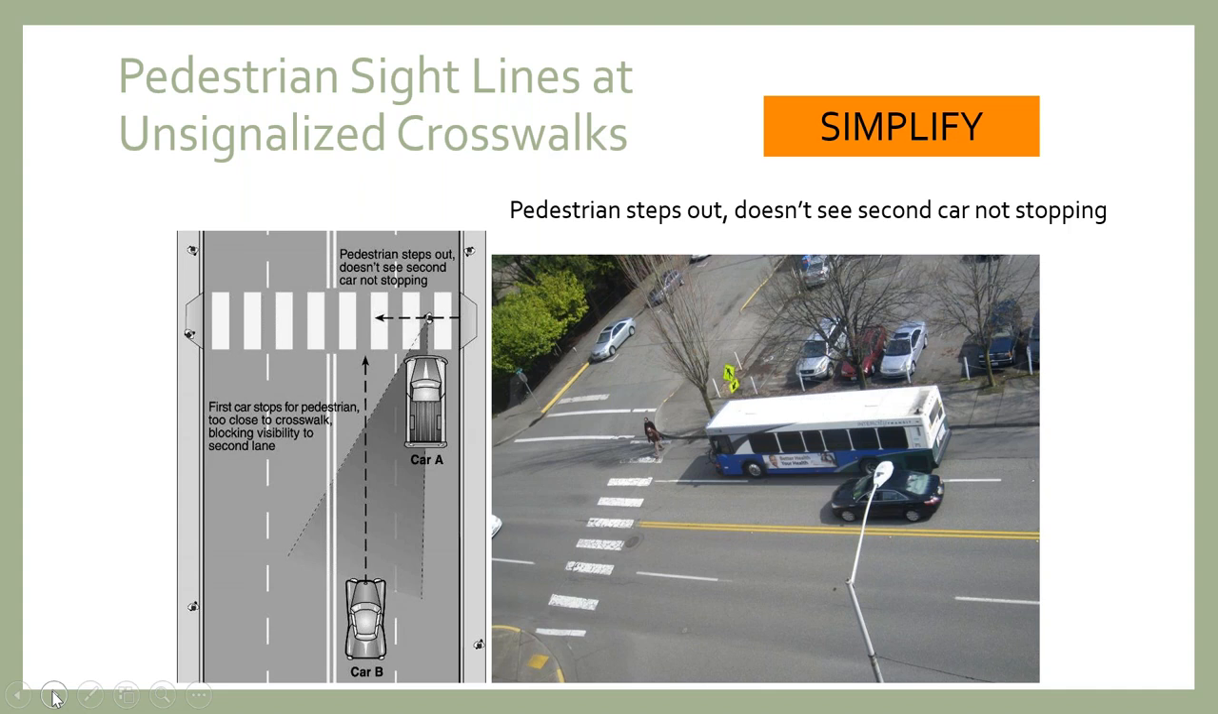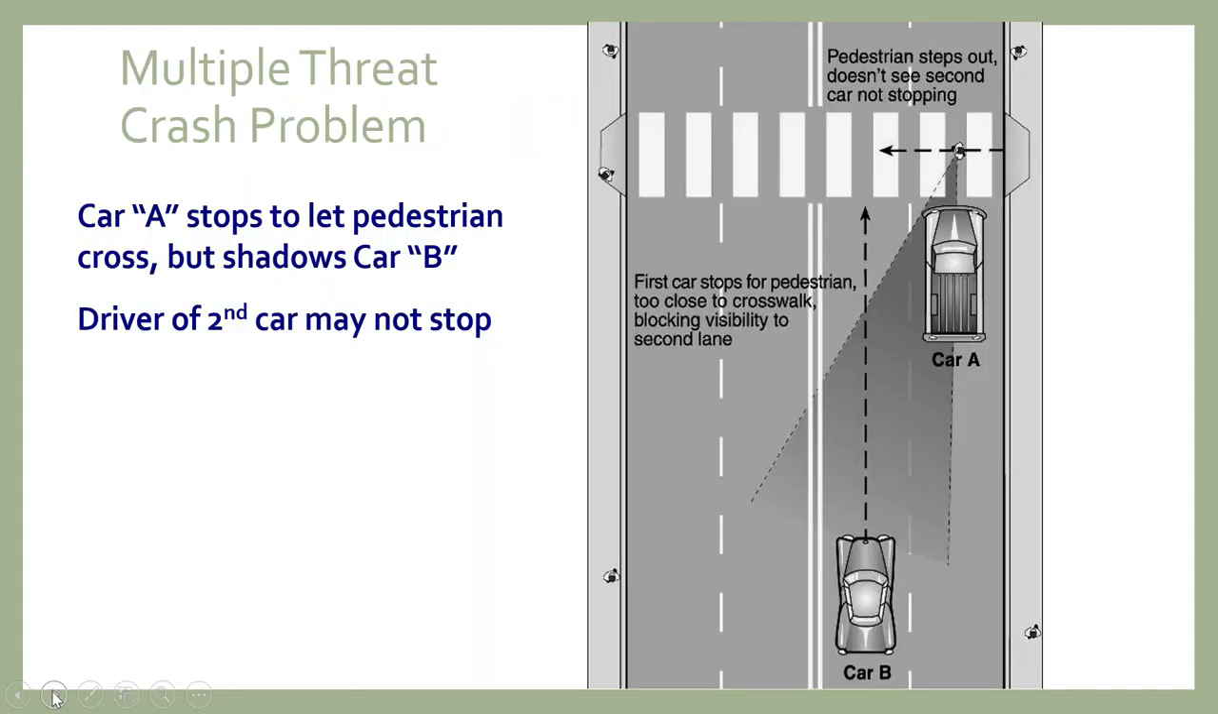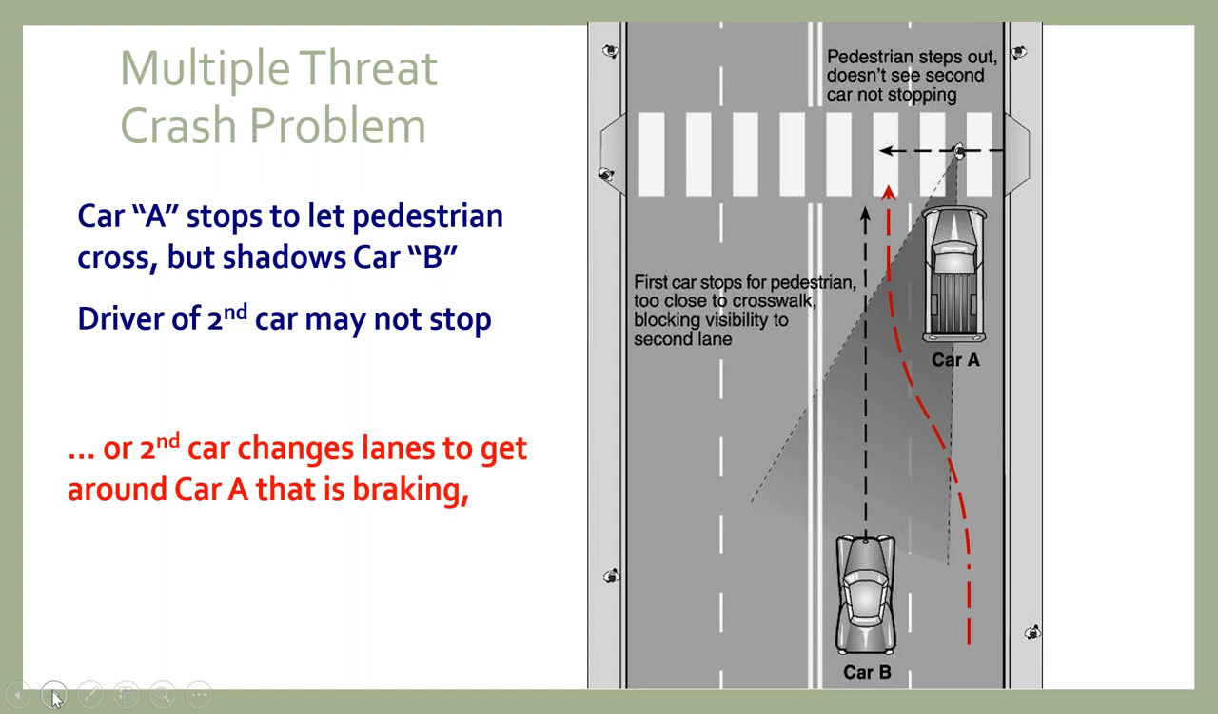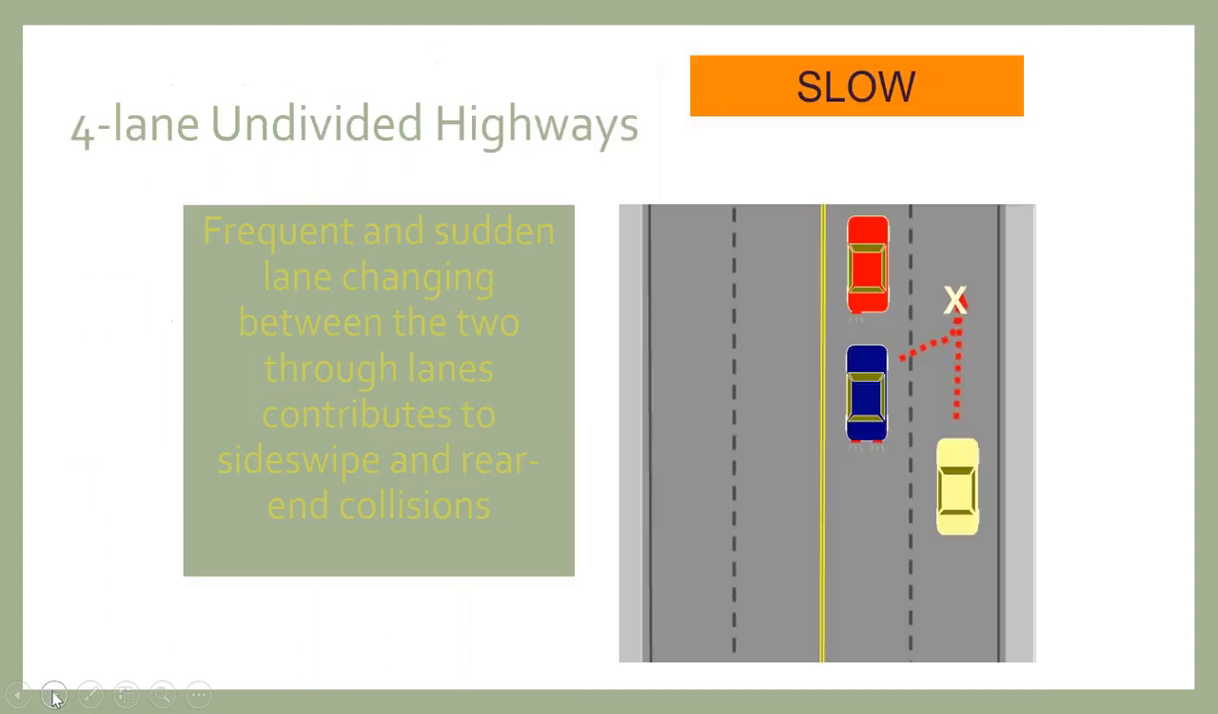That is another real potential challenge, the multiple threat challenge, where the first vehicle stops to let the pedestrian cross, but shadows the view of the driver in the second car. That second car may not stop, may not see the pedestrians until it's too late. All of these are sadly all too common safety challenges with four-lane roadways.